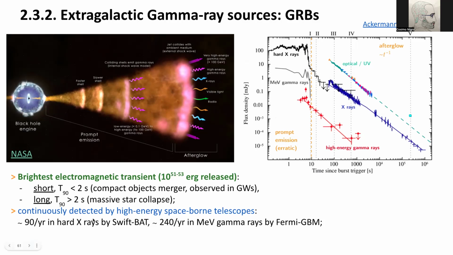They are continuously detected by spaceborne telescopes, especially in X-rays. They are typically 90 per year in hard X-rays and 240 per year in MeV gamma rays, but they are not so much detected at higher energies, because as you can see from the plot on the right, you have a very strong and erratic phase of emission that we call prompt emission in X and gamma rays, and then you have a steeply declining flux as a function of energy.